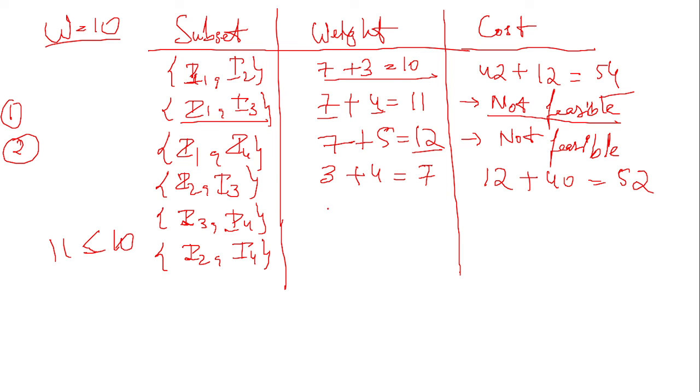Item 3 weight is 4 plus item 4 weight is 5, so this will become 9. Since it is feasible, we'll calculate the cost. The cost is 40 plus 25, this is 65. Now the next combination, item 2 and item 4. Item 2 weight is 3 and item 4 weight is 5, so it will become 8. It is feasible.